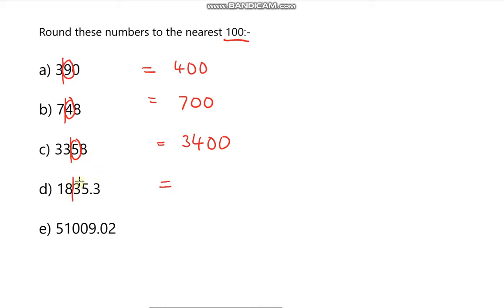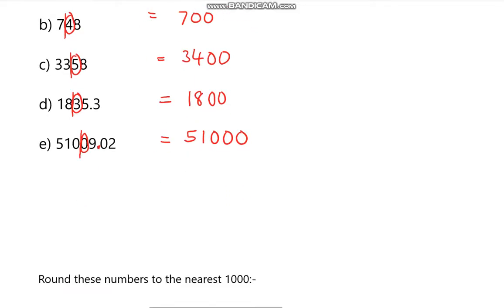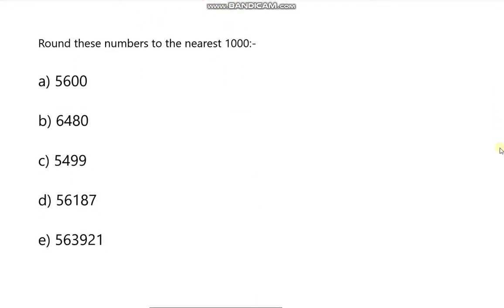Okay, our hundreds column is here, so 800. So draw a line here and look at this number. This is less than 5, so this stays the same. So it's 1,800. And the last one, our hundreds column is here. So let's put a line here and look at this number. Less than 5, so this stays the same. And just remember how many digits there are before the decimal. So we've got 51,000.